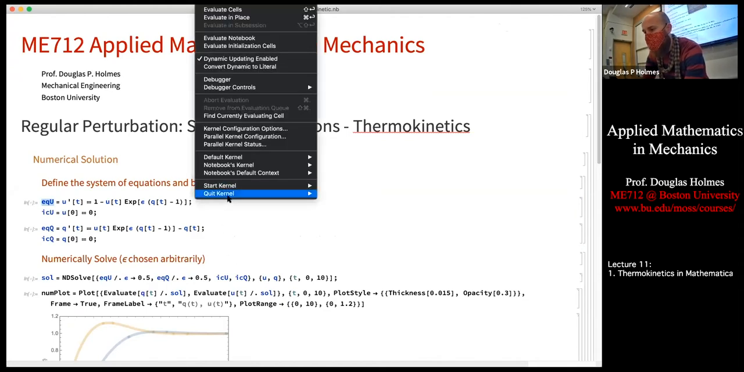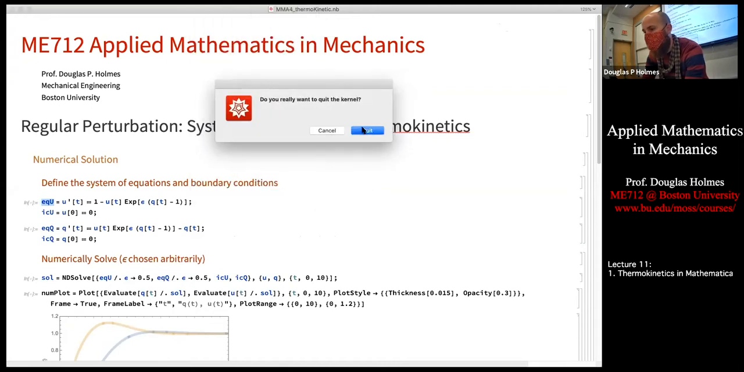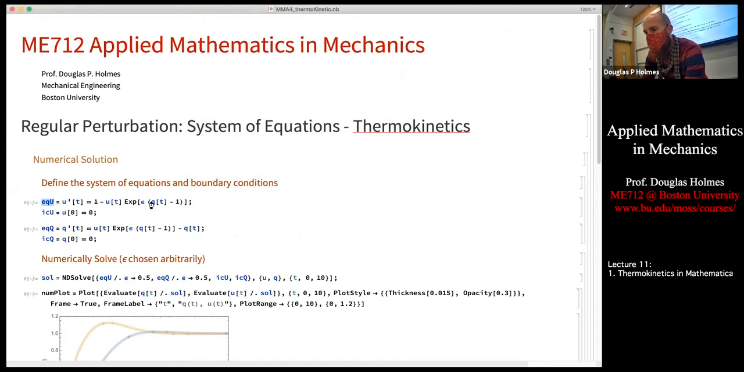I'm going to kill my kernel just in case I have anything left over. I have equation U, which was the derivative of U with respect to time is equal to 1 minus U of t. This is something that I saw in most people's notebooks when I jumped on breakout rooms last time.